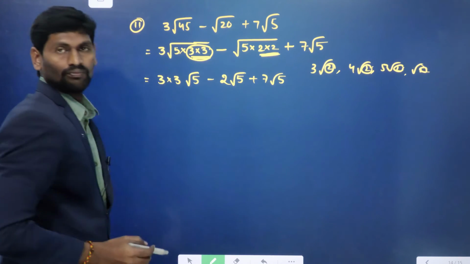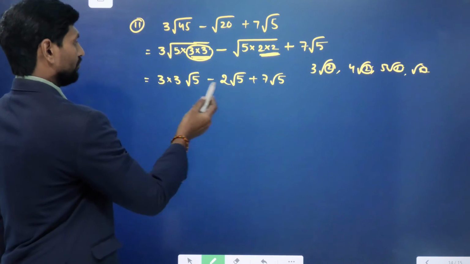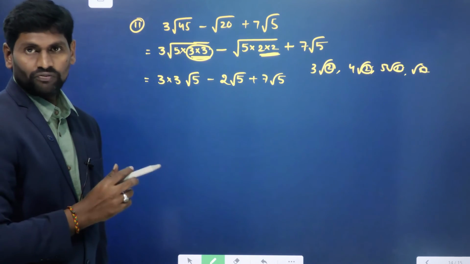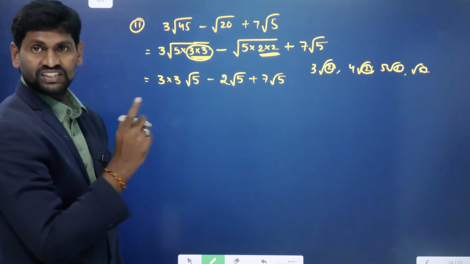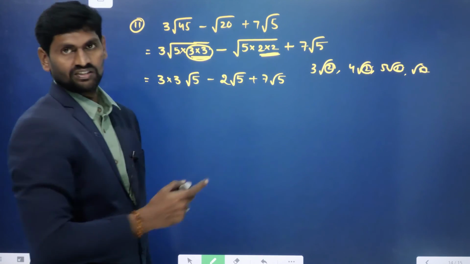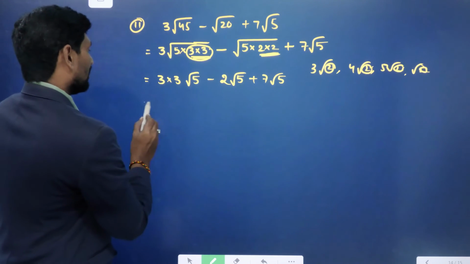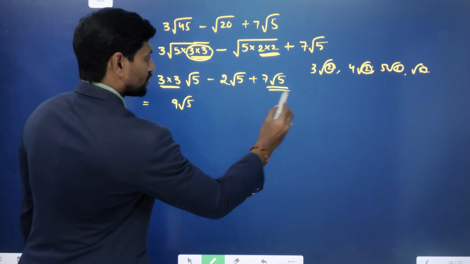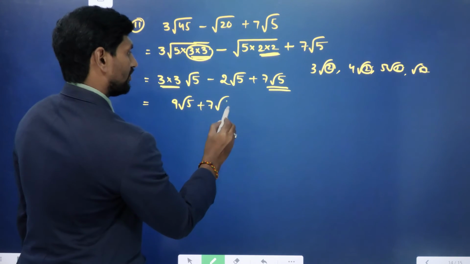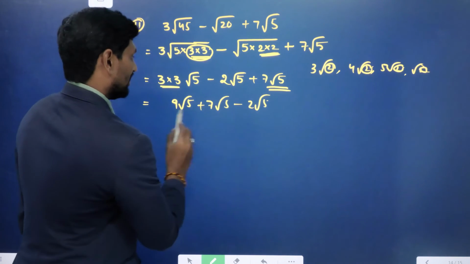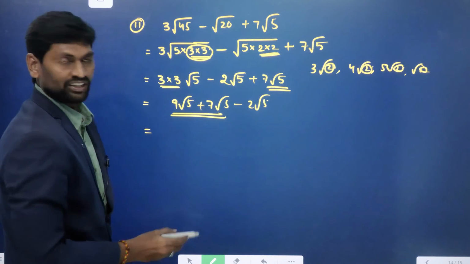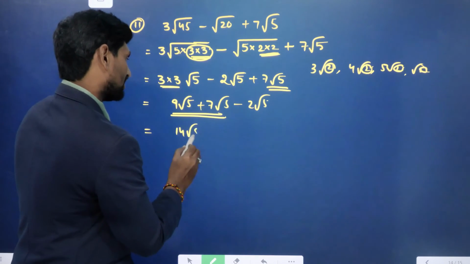Now check all of you: root 5, root 5, root 5. All are root 5 only, with the same order and same radicand. These are all similar surds, so we can add or subtract. Now 3 into 3 is 9, so 9 root 5, positive, plus 7 root 5 minus 2 root 5. 9 plus 7 is 16. 16 root 5 minus 2 root 5 is 14 root 5. This is our required answer.